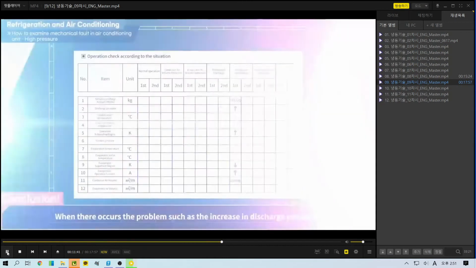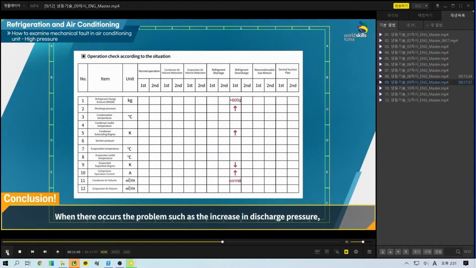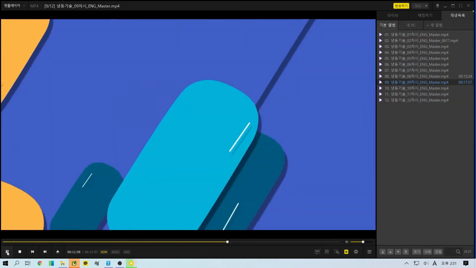When symptoms such as the increase in discharge pressure, the increase in subcooling of condenser, the decrease in superheat of evaporator, and the increase in compressor operating current occur, the refrigerant overcharging is assumed as the cause of the fault. In this case, there is no change in the air volume of the condenser.